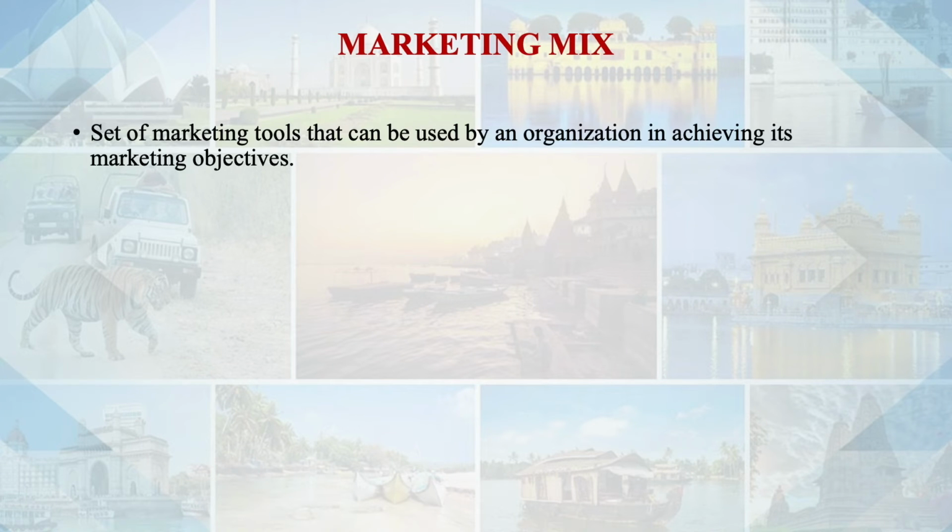So we have seen that in market segmentation we are dividing our potential market, or our broad market, into various segments. There is another thing, that is marketing mix. There is a difference from market segmentation. There we were dividing the market. In marketing mix, the marketing strategy is divided into various elements. So let us define marketing mix. It is basically the set of marketing tools that can be used by an organization in achieving its marketing objectives. This is the set of tools which an organization uses to achieve its marketing objectives.